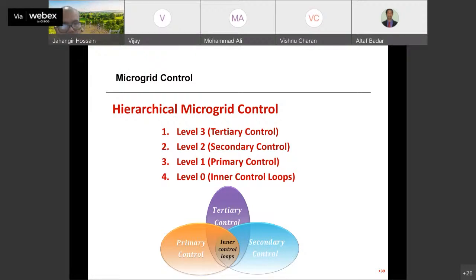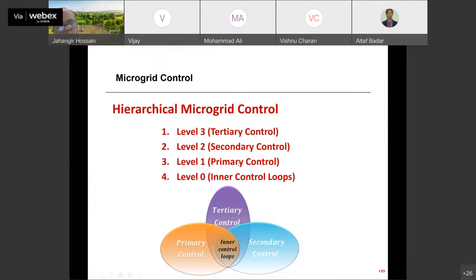The next thing I'd like to talk about is microgrid control. As I mentioned, it is very challenging to have very reliable control for a microgrid. If you think about the whole microgrid control, we can classify it into three different types: primary, secondary, and tertiary control, sometimes also called level 1, level 2, and level 3.